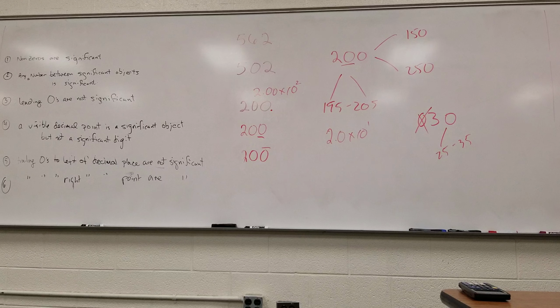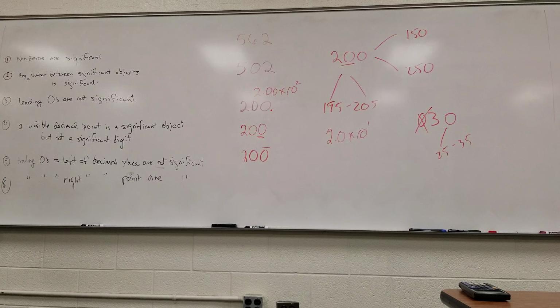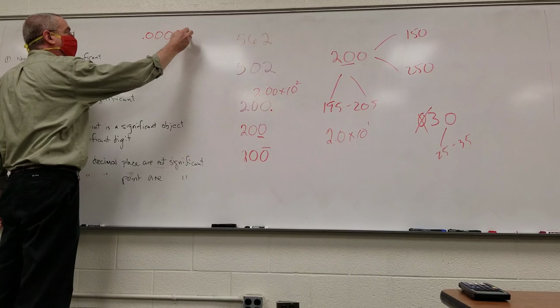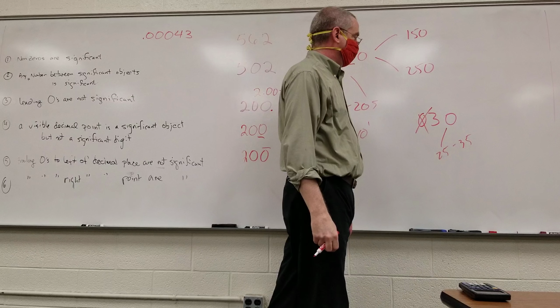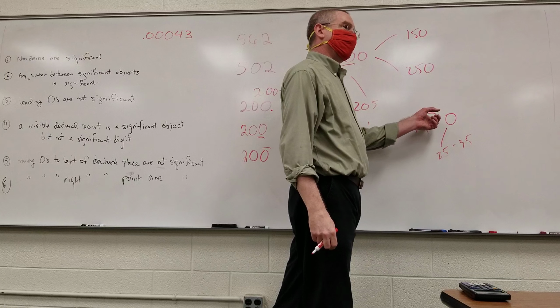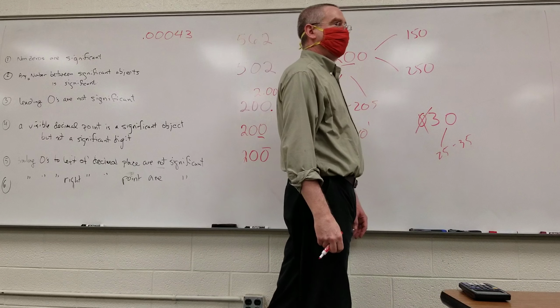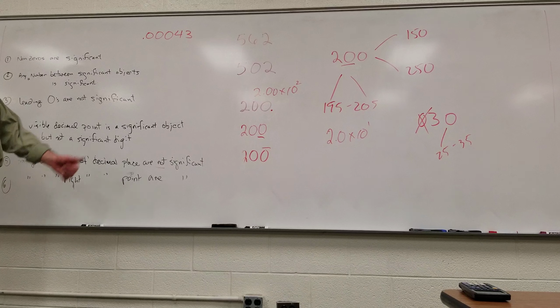Questions up to here? On that 30 example, why is the spread only 5 and not 10? Because if we were above 35, it would change. It would round off to 40. Okay, rounding. Yeah. Okay. Is that good? All right.